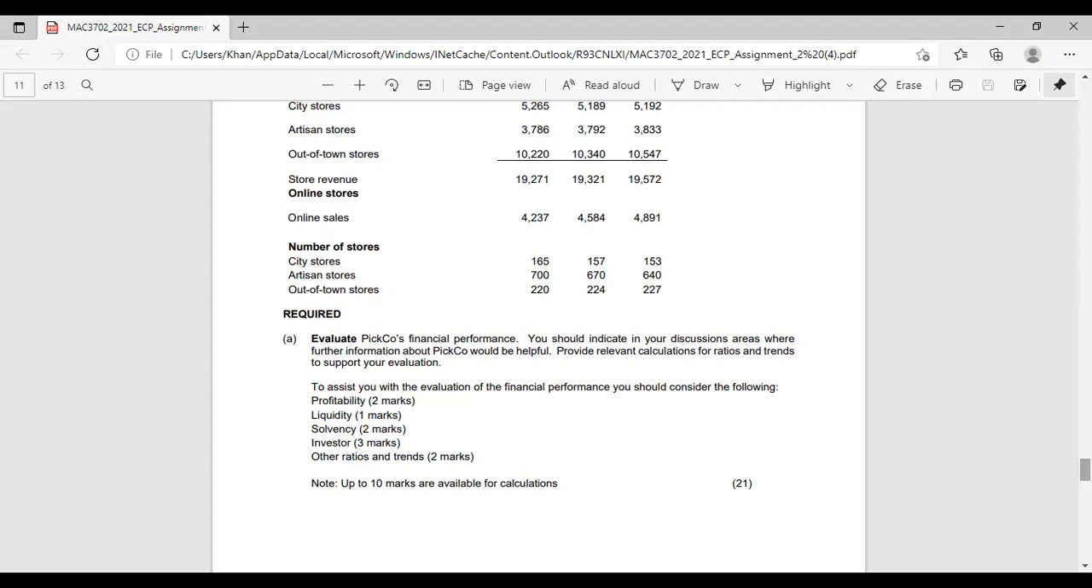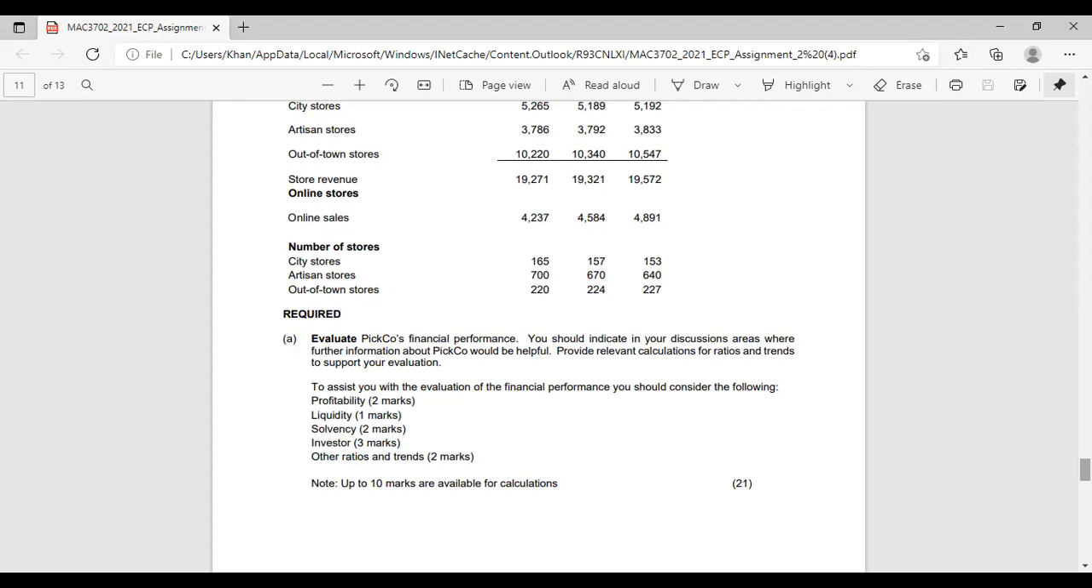They say you should indicate in your discussion areas where further information about Pico would be helpful. Provide relevant calculations for ratios and trends to support your evaluation.